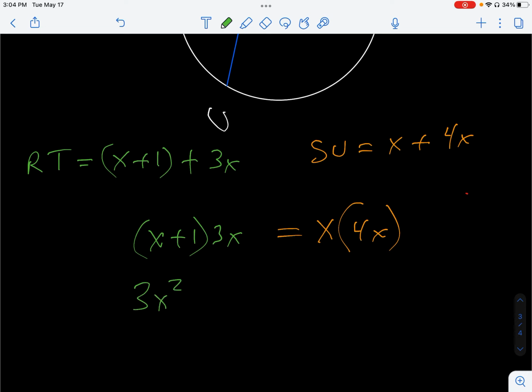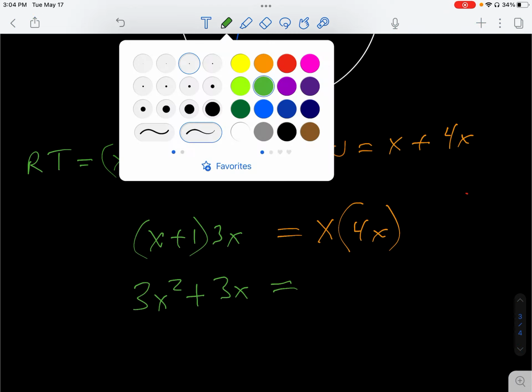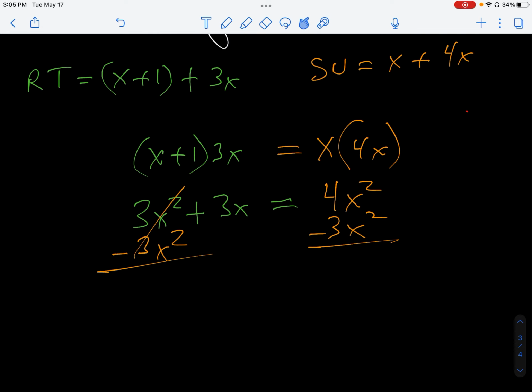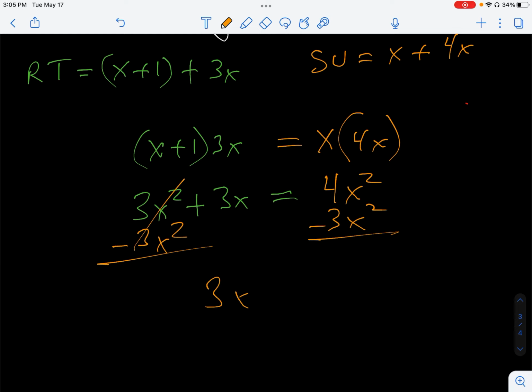So we end up with 3x squared plus 3x equals 4x squared. We can subtract 3x squared from both sides. That cancels. That leaves us with 3x equals x squared. So now we can divide through by x and get x equals 3.